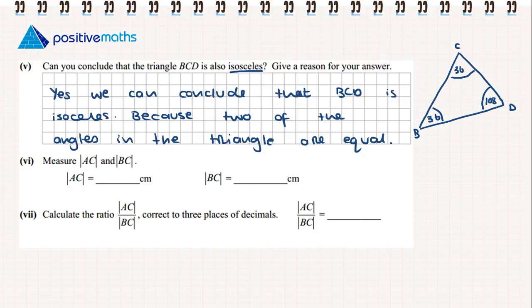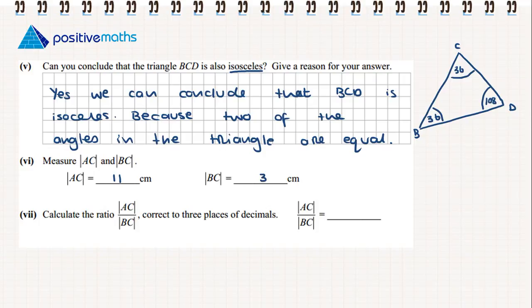Part 6 asks us to measure the distance AC and the distance BC. For the purpose of this video, I'm just going to fill in two values because we can't measure it on the screen. So I'm going to fill in two values and then we can finish the video with part 7. So let's say that the measure of the length of AC is equal to 11 centimeters and the measure of BC is equal to 3 centimeters.